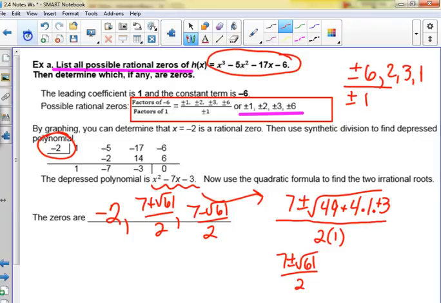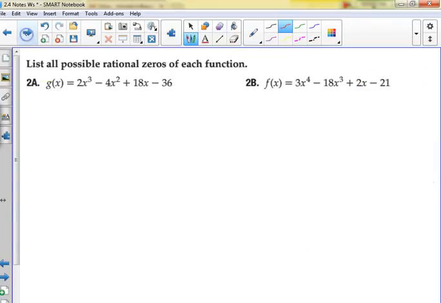Anybody lost? Question? We're good? All right, so we're supposed to list all the possibilities. I don't know if you have this or not. Do you have this on your paper to write these down? Okay. So it's plus or minus the factors of the constant over the leading coefficient.